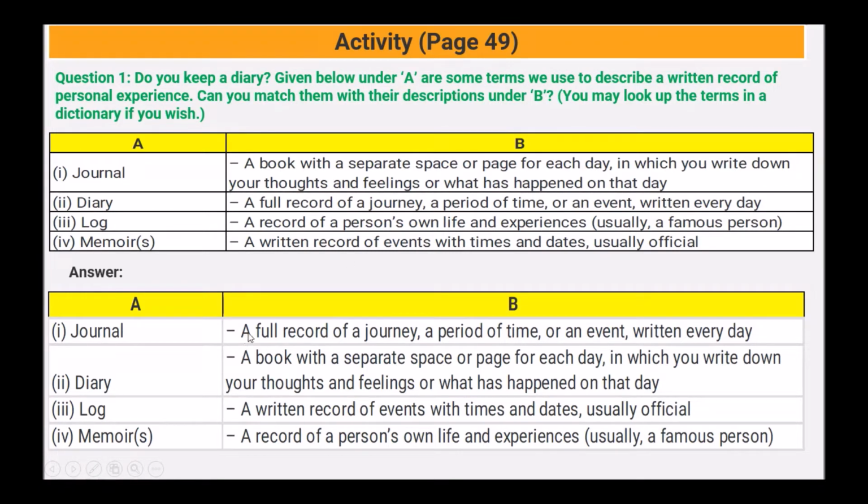So first is journal: a full record of a journey, a period of time or an event, written every day. Diary: a book with a separate space or page for each day in which you write down your thoughts and feelings or what has happened on that day. Log: a written record of events with times and dates, usually official. Memoirs: records of a person's own life and experience, usually a famous person.